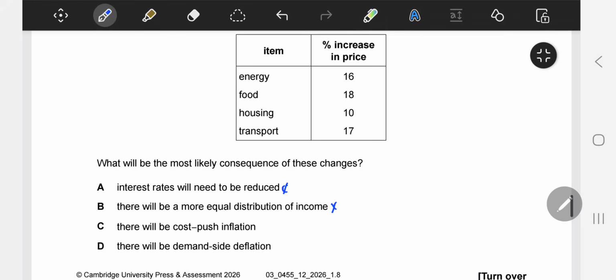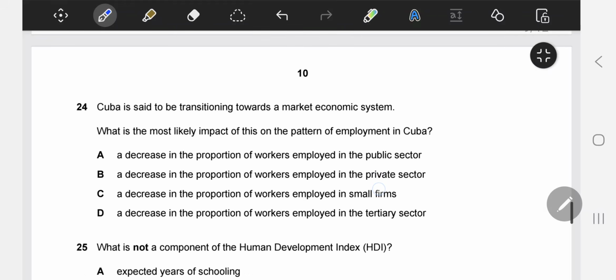So there'll be cost push inflation. This is a possibility, because if the cost of energy is increasing and all these other things are increasing, then labor is going to most likely ask for more salary, and energy is used for production. So this is going to increase the cost of production. There'll be demand side deflation. Probably not. So let's go with C for this question 23. Move on to 24.